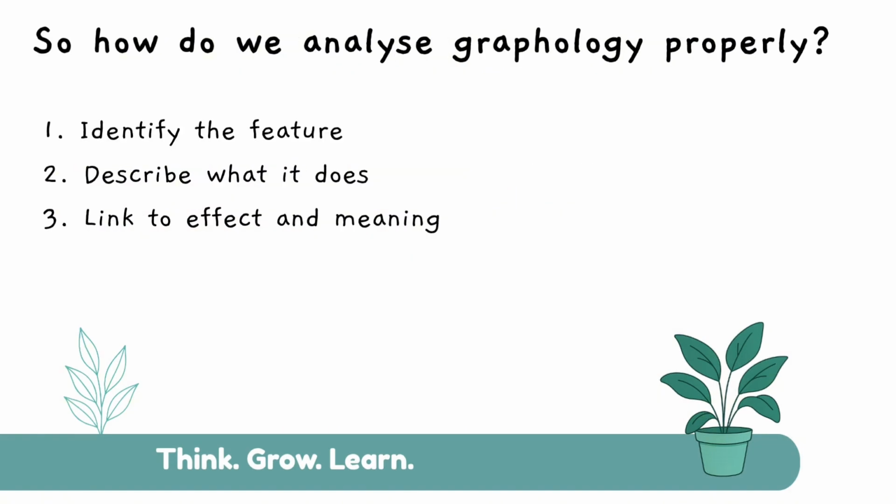So how do we analyse graphology properly? Same structure, just don't overcomplicate it. Number 1, identify the feature. So look for capitalisation, punctuation, layout, visual emphasis. Describe what it does by asking yourself, what stands out visually? How does it affect the reading experience? And finally, link to meaning and effect. This is key. Ask yourself, why has the writer done this? And what does it suggest about tone, purpose, or audience?